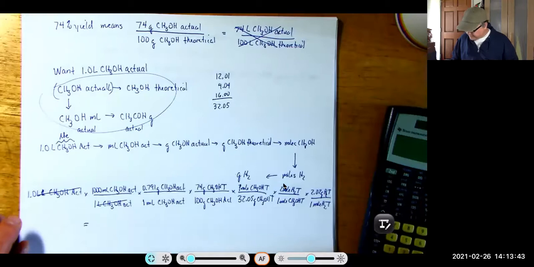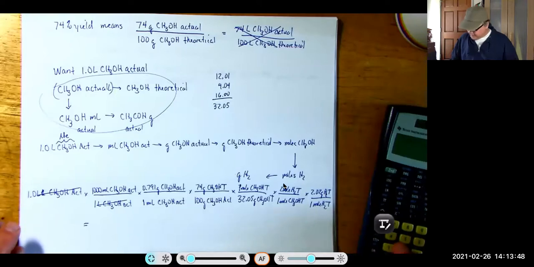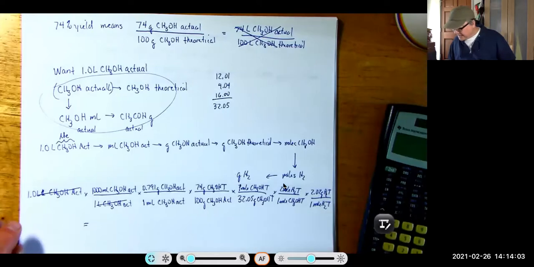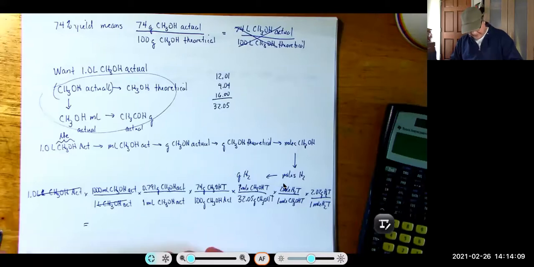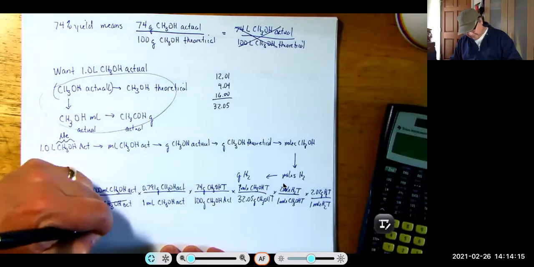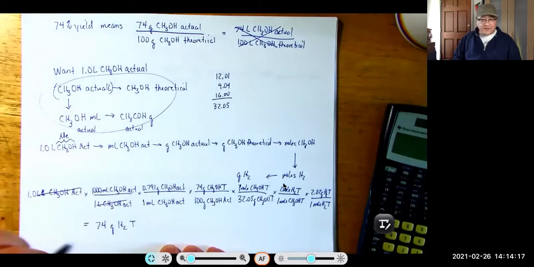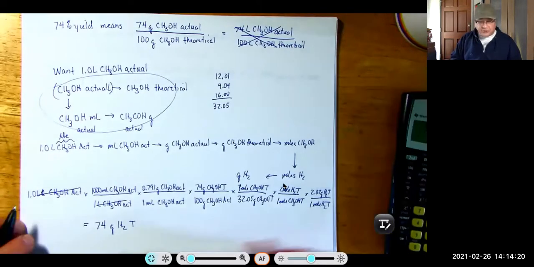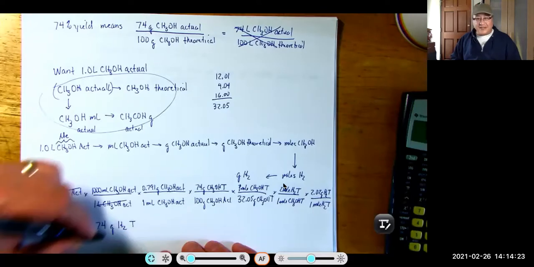Okay, so let's see, 1,000 times 0.791 times 74 times 2 times 2.02 divided by 100 divided by 32.05, and I get 73.8. And since this is 1, I get 74. 74 grams of hydrogen theoretical. How's that for an estimate?